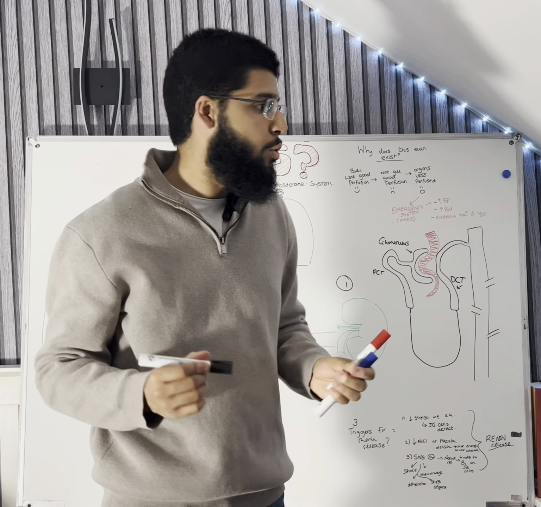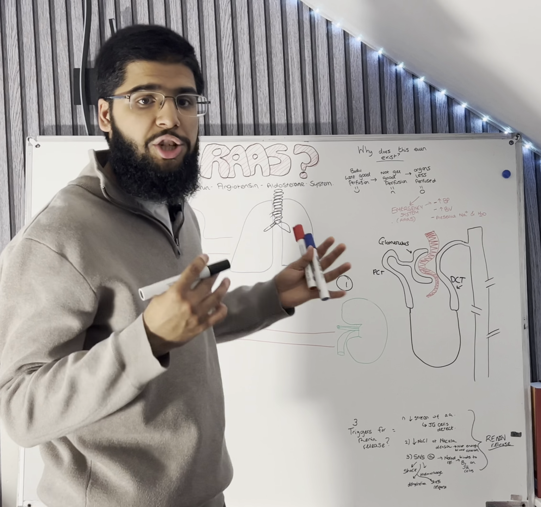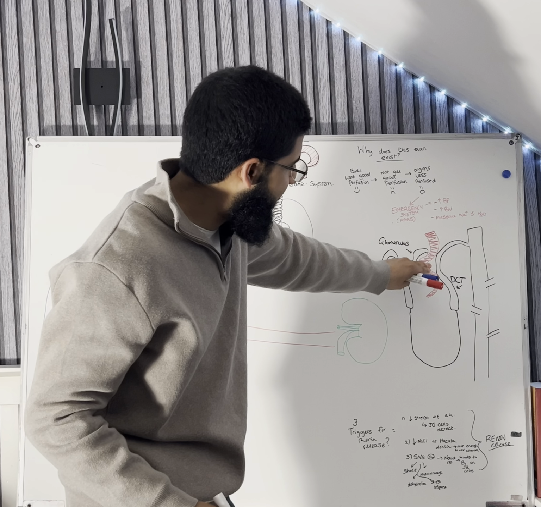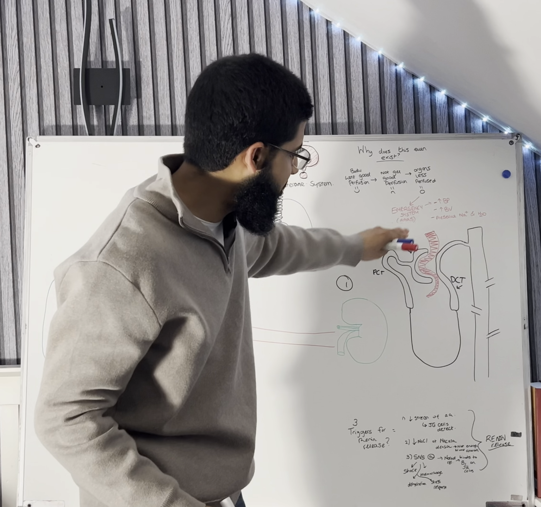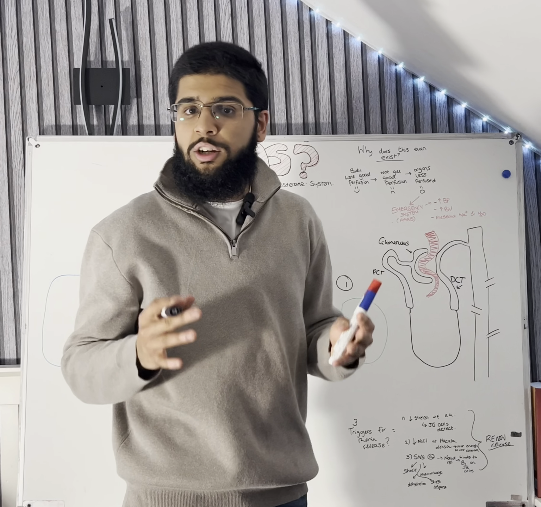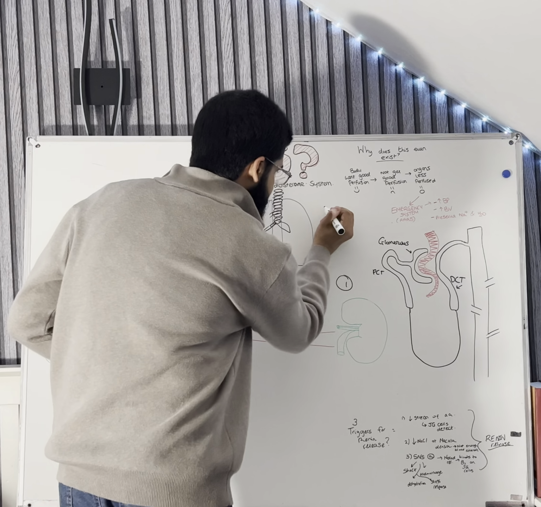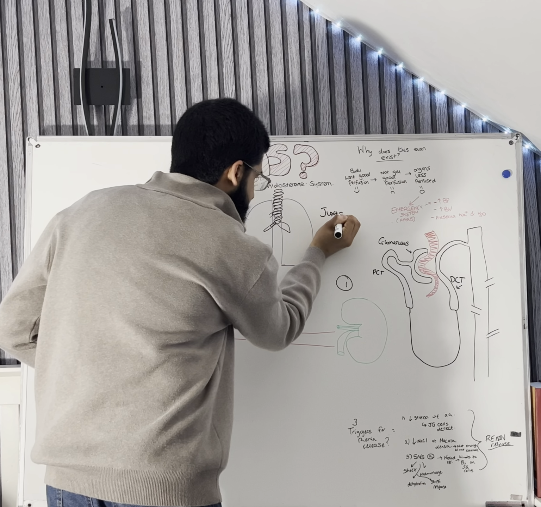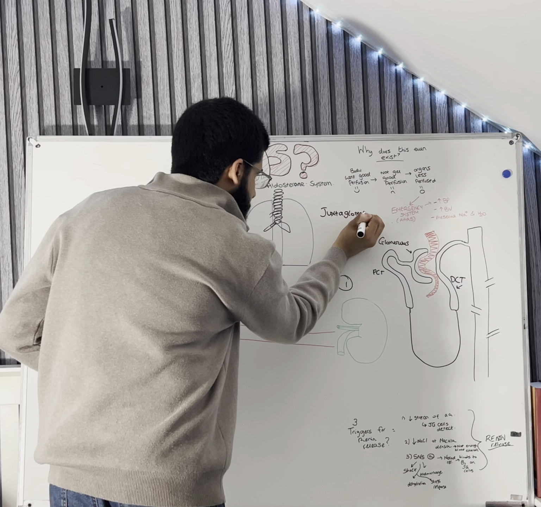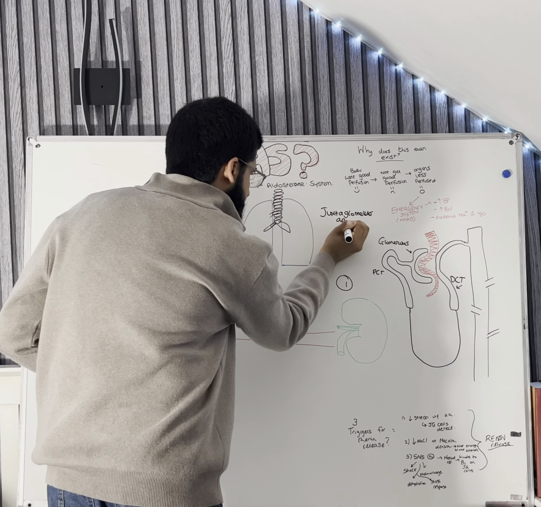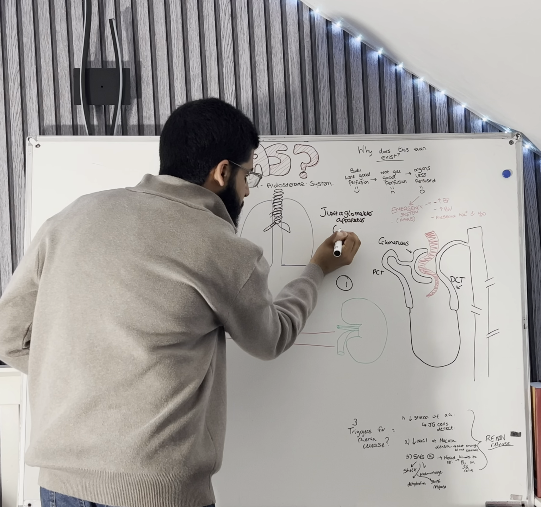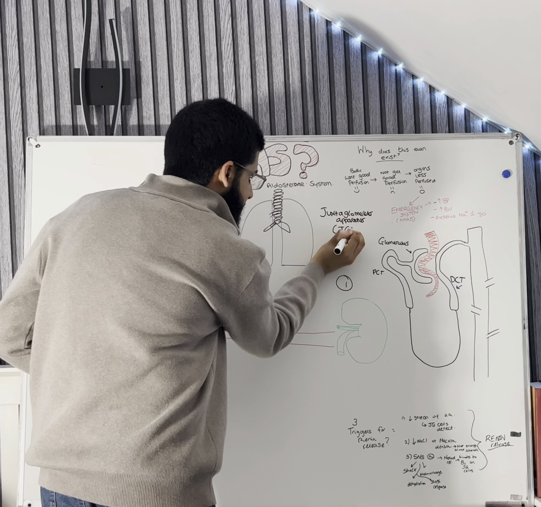Now when we're covering the renin-angiotensin-aldosterone system, we're most commonly going to be focusing on the region from the glomerulus to the DCT, this junction here. What do we call that? We call this the juxtaglomerular apparatus, also known as the JGA.